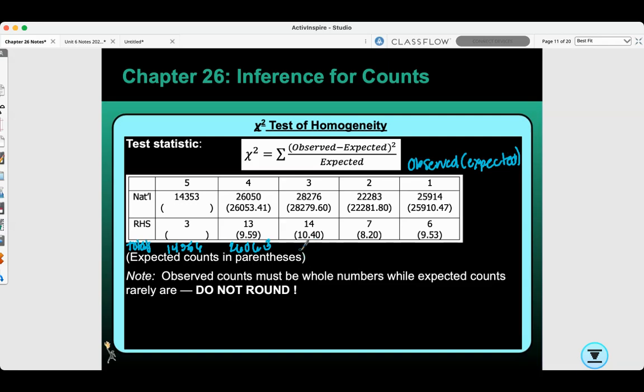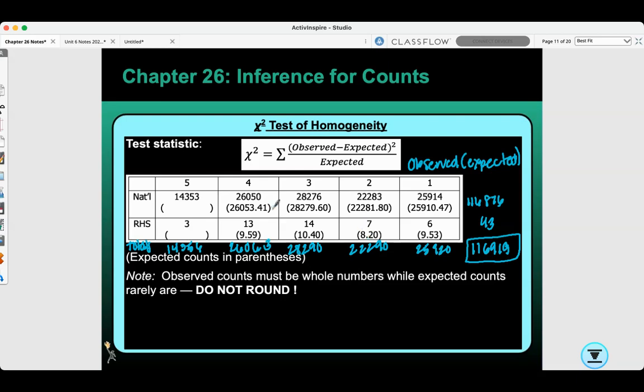28,276 plus 14 is 28,256.290. 22,283 plus 7 is 22,290. And 25,914 plus 6 is 25,920. Your row going across, you would add going across, and I'd get 116,876, and then 43 students took it at Rockville. Then my grand total would be 116,919.